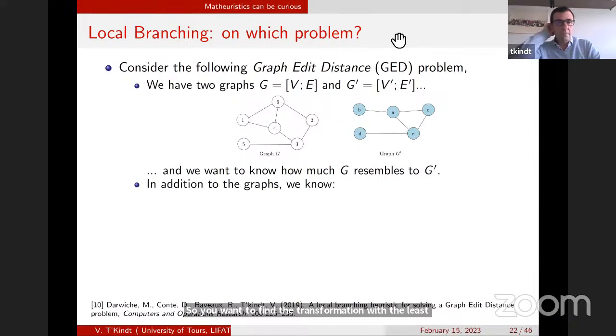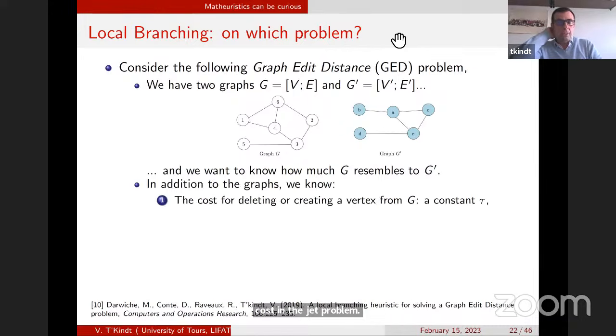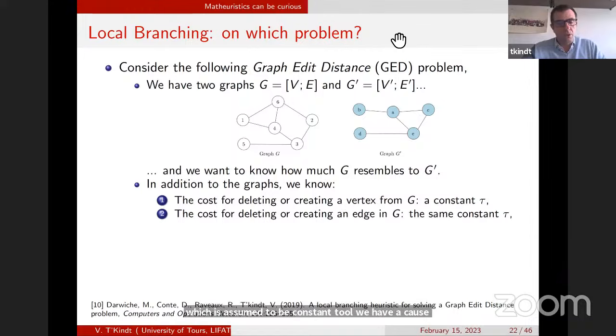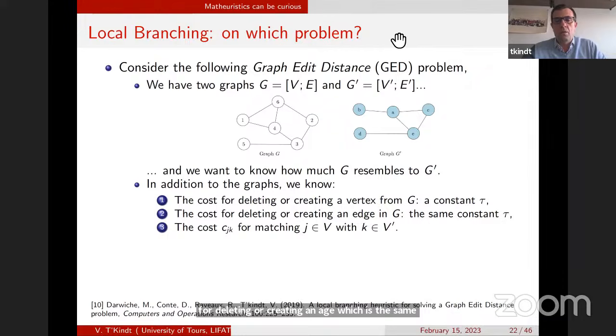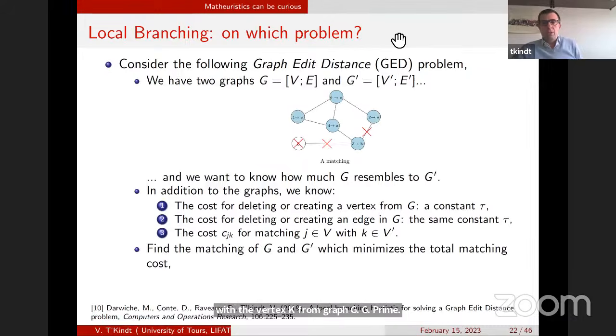In the GED problem, we have a cost for deleting or creating a vertex, which is assumed to be a constant tau. We have a cost for deleting or creating an edge, which is the same constant tau. And we have a cost c_jk for matching vertex j from graph G with the vertex k from graph G prime. And so we want to find a matching which minimizes the total cost. That's quite simple. That's kind of a particular assignment problem.